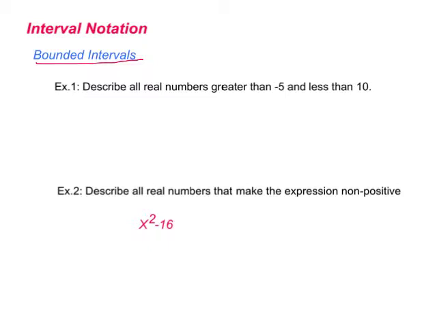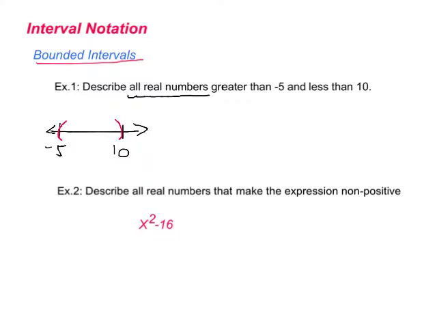And so we'll start with a graph for each of these. We want to describe all the real numbers that are greater than -5 and less than 10. As a graph, we have our two boundaries at -5 and 10. Now notice here we're talking about all real numbers, because again, interval notation is only for real numbers. And at these two boundaries, since it's not "or equal to," we're going to have round brackets, or what we call soft brackets.